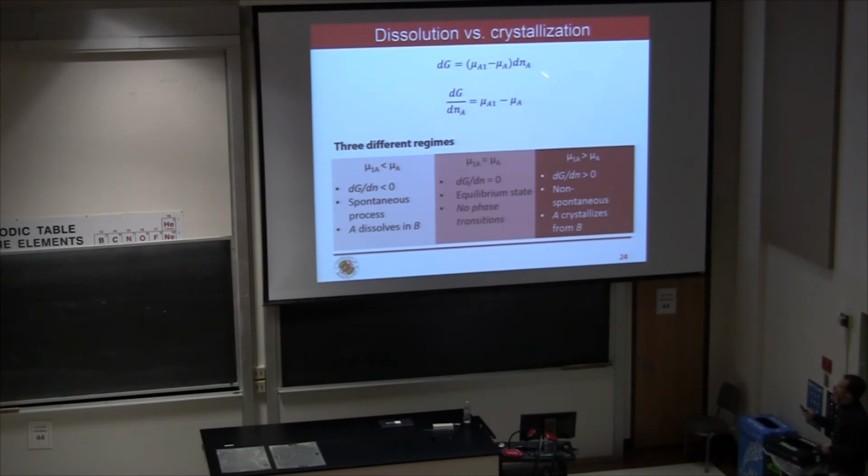If you simplify that even more, you see that your Gibbs free energy depends only on the activity, or chemical potential, of your solute as it's in solution and your solute that's not in solution. And what you see is that in the case that the chemical potential of your solute in solution is greater than that of your solute out of solution, your Gibbs free energy is negative. So this is a spontaneous process where A dissolves into B. In the case where they're equal, you're at an equilibrium state and nothing's going to happen.